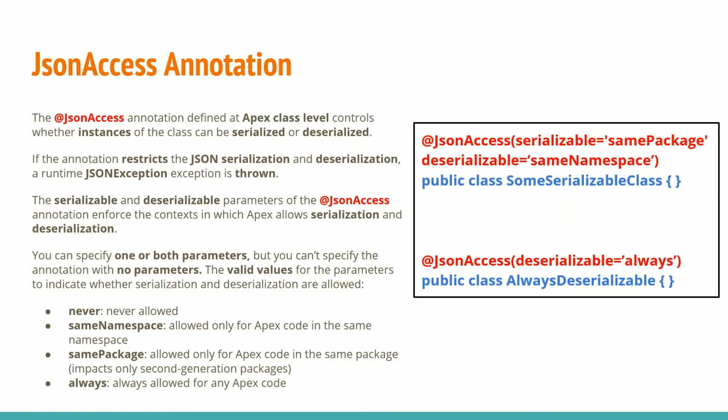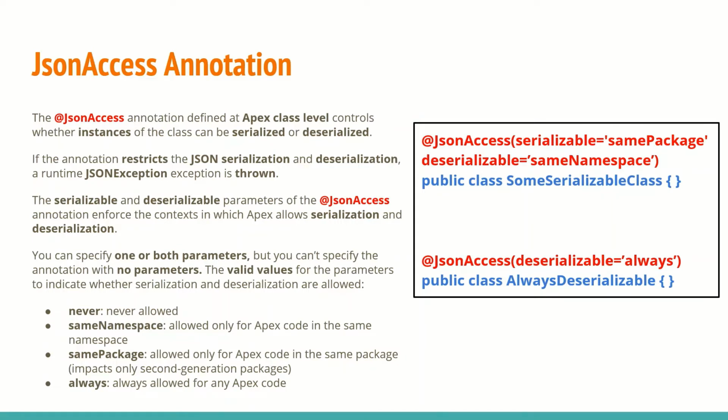JSON access annotation. The JSON access annotation defined at Apex class level controls whether instances of that class can be serialized or deserialized. If the annotation restricts the JSON serialization and deserialization, a runtime JSON exception is thrown. If we are getting data from a third-party system and trying to deserialize it, but this annotation is set to false for that particular deserialization, then we will get that exception.